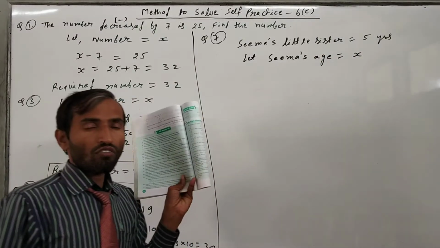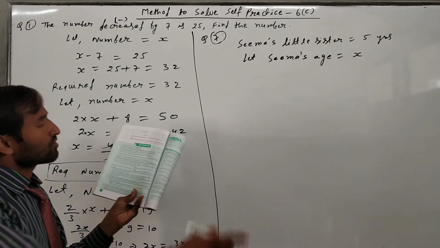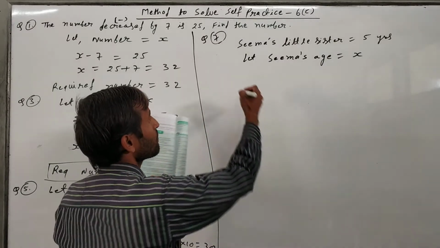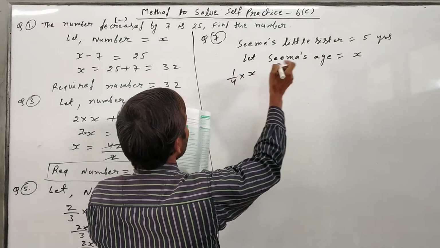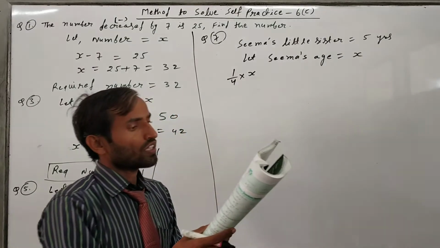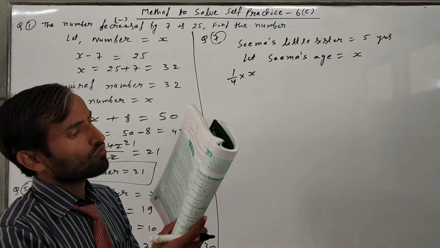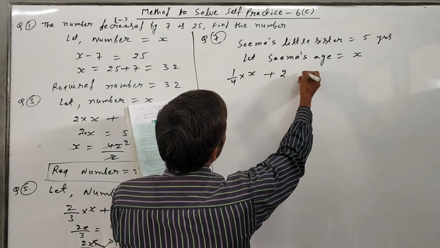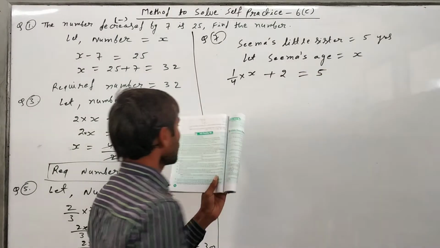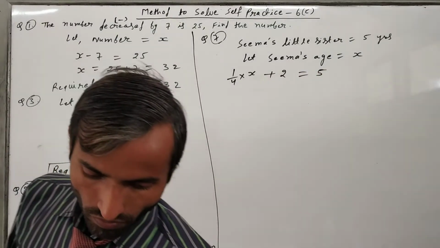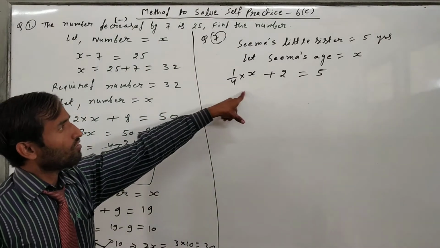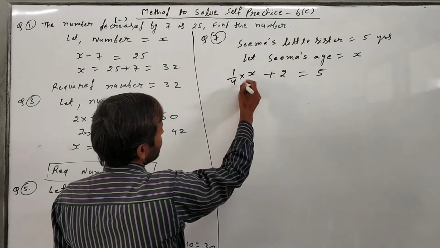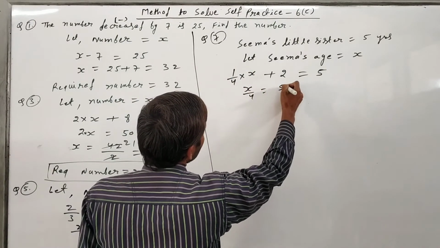Okay. Now we have to use the condition here in question 7. We have to use 1/4 of Seema, which means 1 upon 4 into x, and the question says 2 years more than this, so we will add plus 2. Then it is equal to 5. Okay. Now we have to find the value. So how will we solve this question? First of all we have to shift this 2 to that side. So x upon 4 is equal to 5 minus 2.